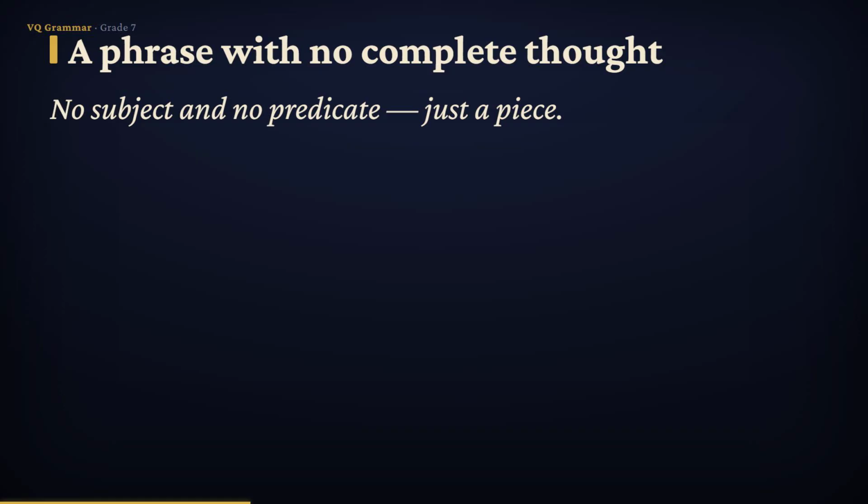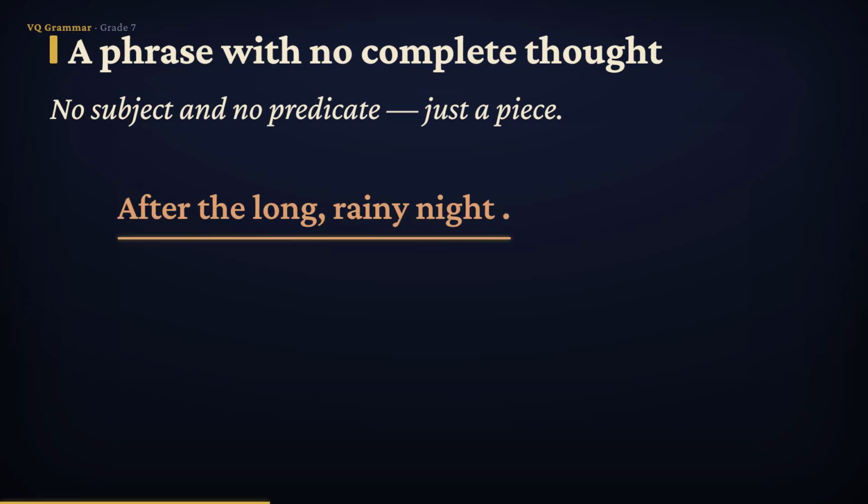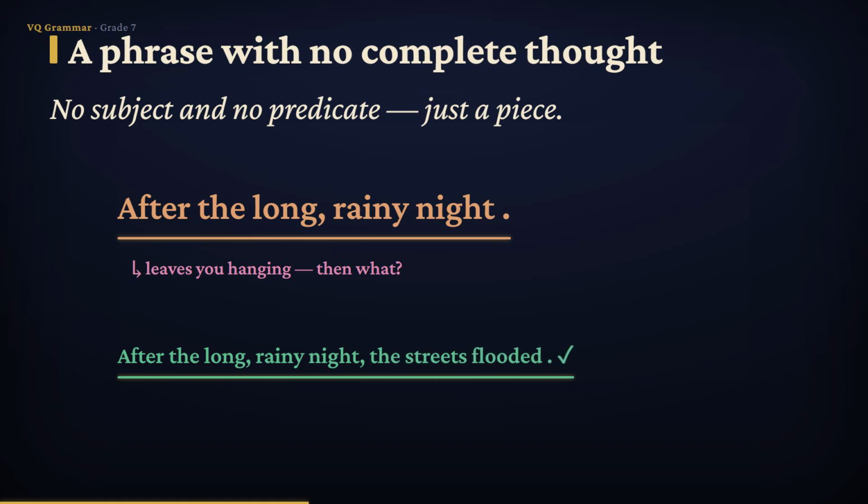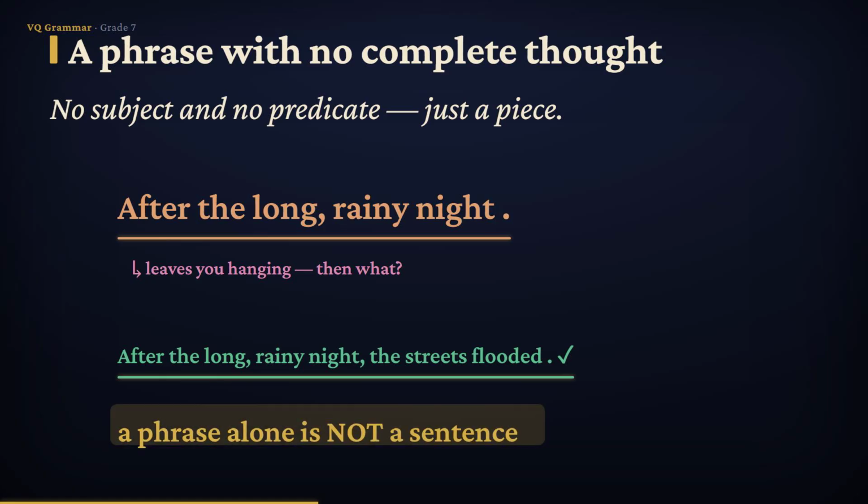Sometimes a fragment is missing both a subject and a predicate. It's just a phrase, a piece that sets the scene but never finishes the idea. Take this. After the long, rainy night. Doesn't that leave you hanging? After the long night, what actually happened? The phrase points forward to a thought, but the thought never arrives. To fix it, we attach it to a real sentence. After the long, rainy night, the streets flooded. Now the phrase has a home, and together they express one complete thought.